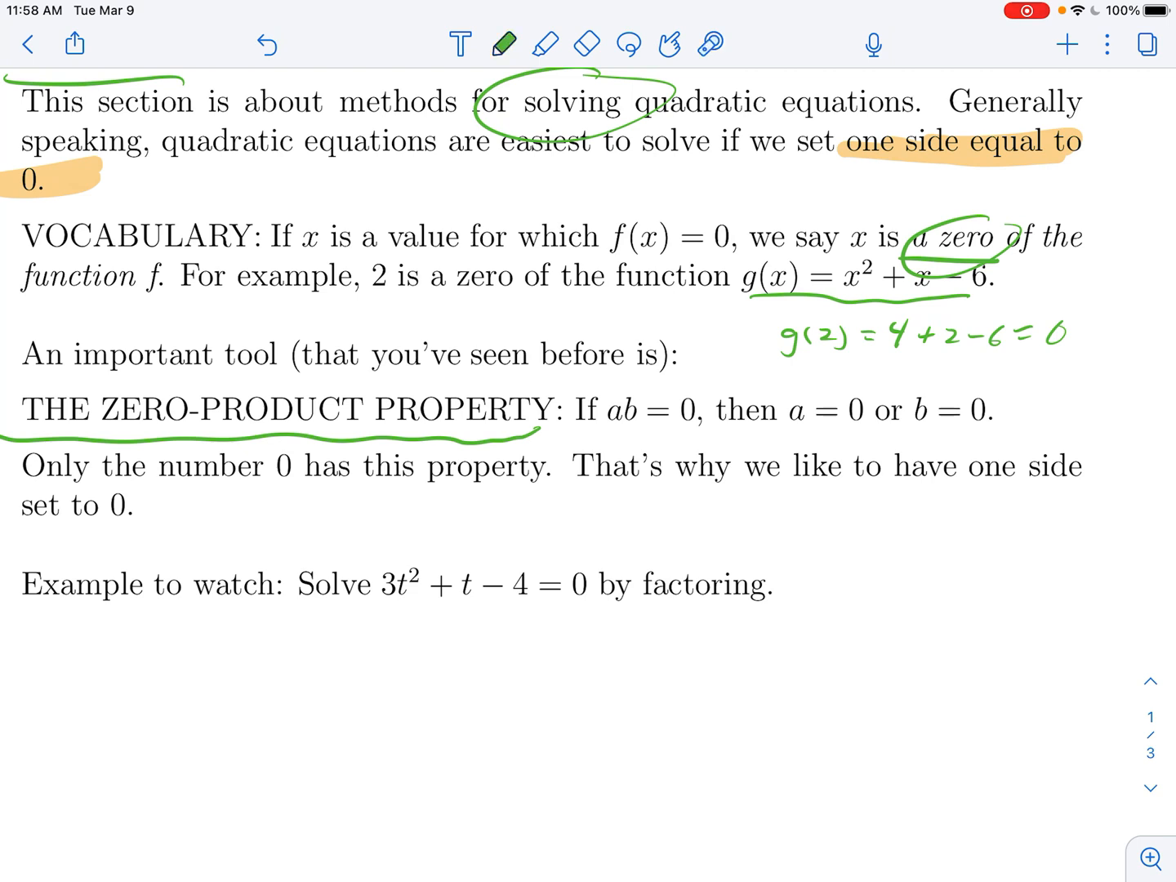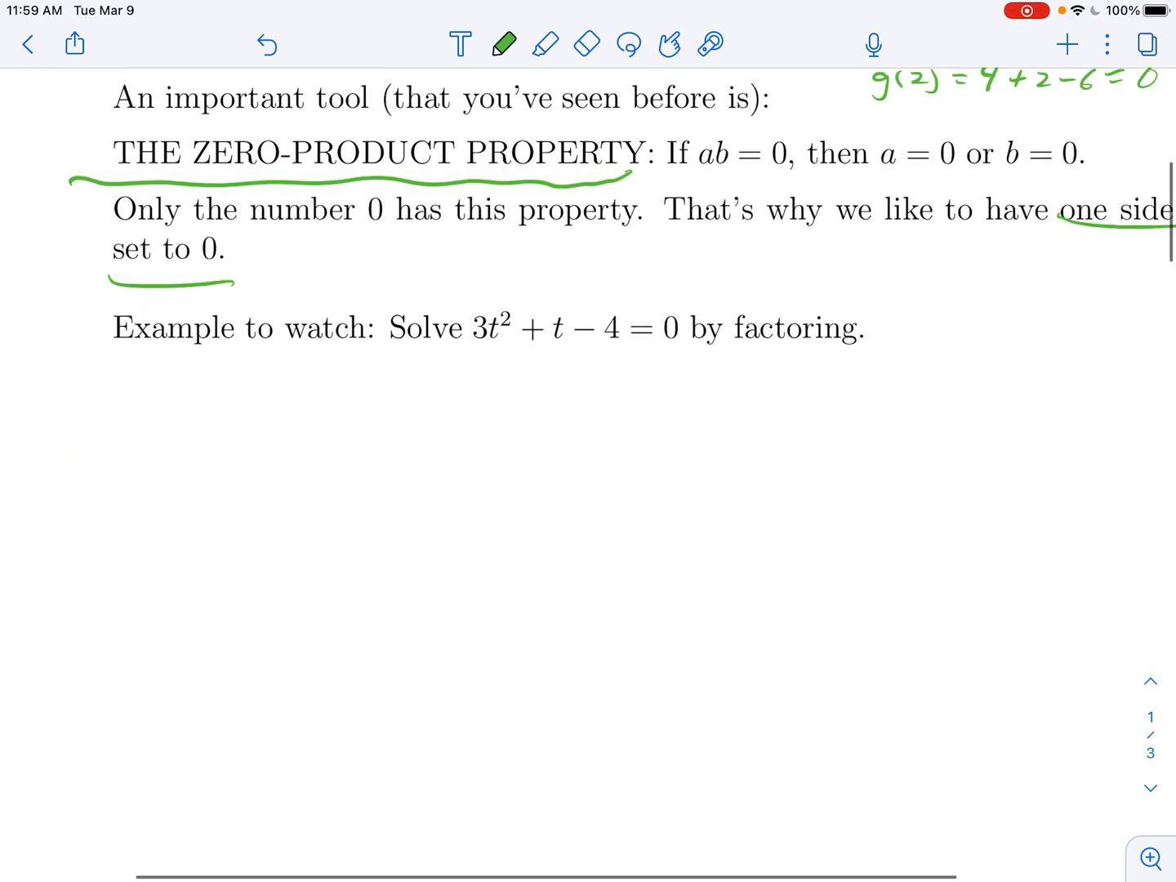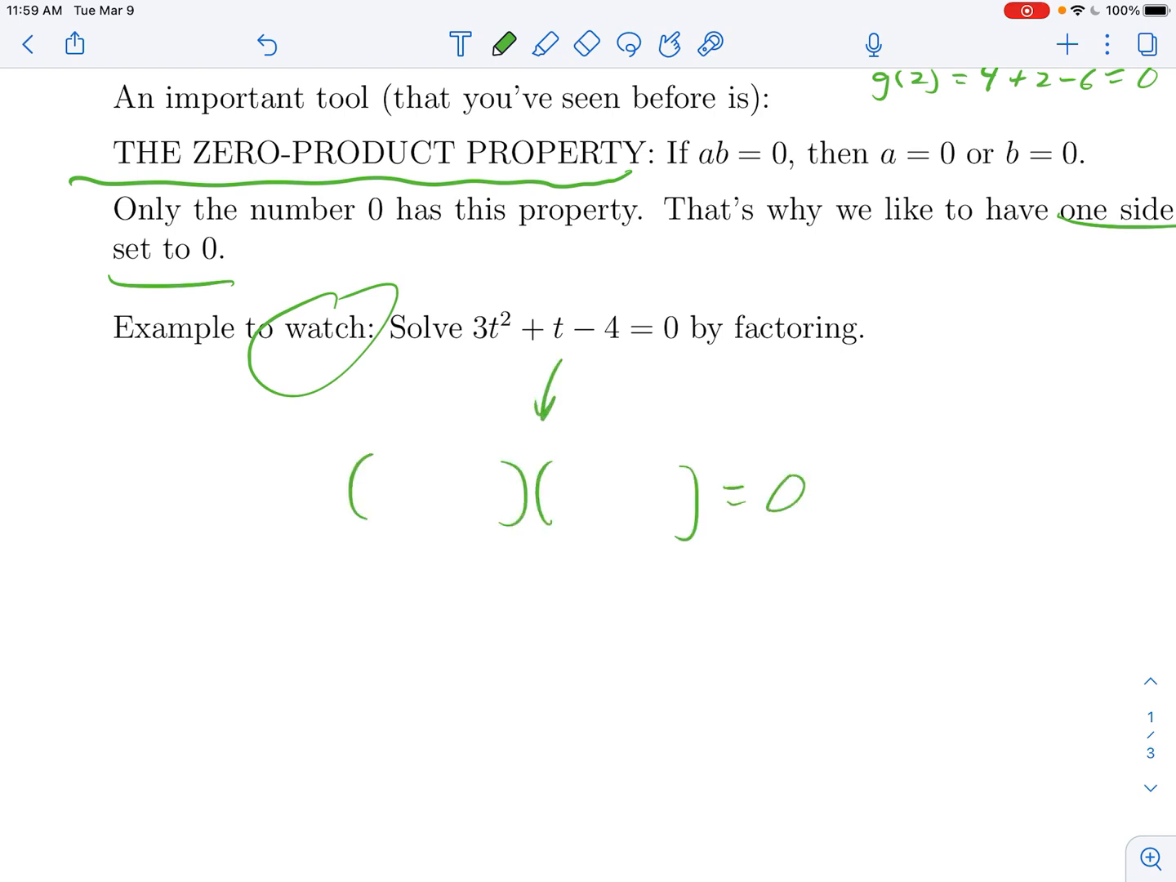So that's why it's super handy to set one side of an equation to 0. It makes factoring easier. So let's do a quick example. Let's solve this equation here by factoring, and you can just watch this. To factor this one, it might involve a little bit of experimentation. The 3t squared definitely comes from 3t and t. And we need to think about combinations that would give us -4. So if I tried, for example, -4 times 1, my middle term would be 3t minus 4t, which is -t, which doesn't quite work. I want the opposite of that.